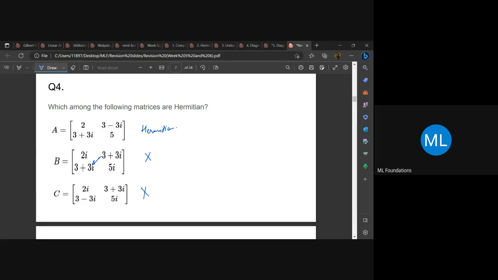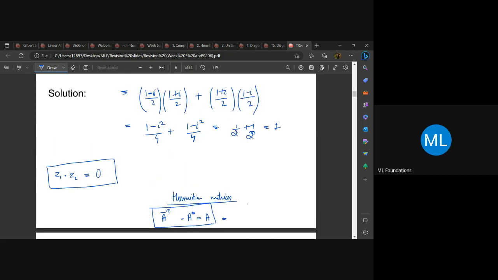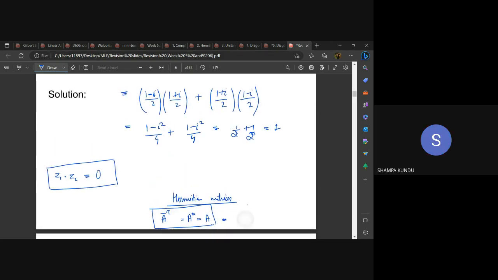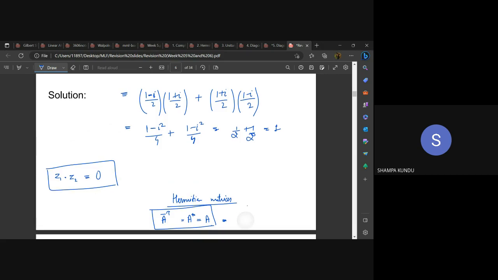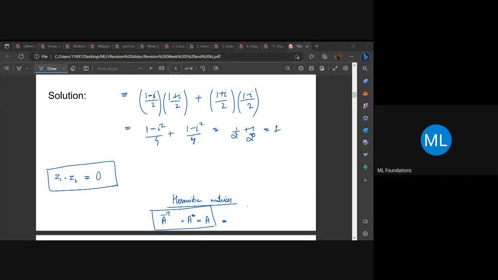Ma'am, in the previous problem, question number 3. First of all, you calculate Z1 and Z2. That means 2 column vectors, then conjugate transpose. Then after that, Z1 into Z2 equal to 0. I asked you to check if these two vectors are also orthogonal.